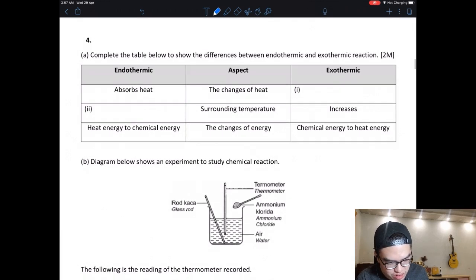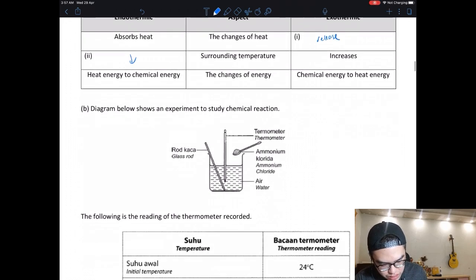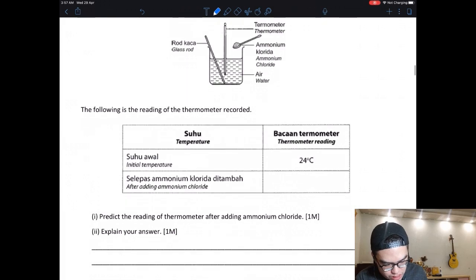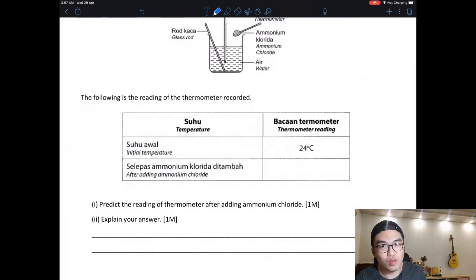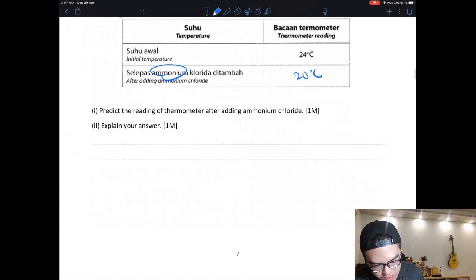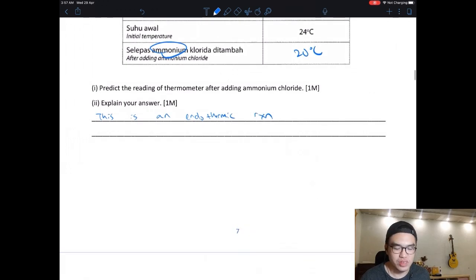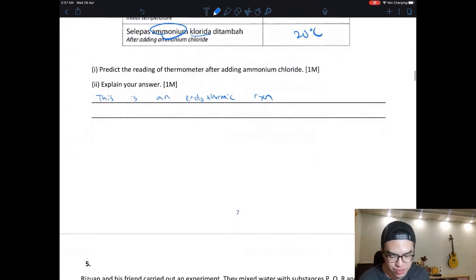Okay, so absorb heat, this one release. Increase, decrease. Okay, so when you see ammonium, you should have lower reading. You should get around 20 degrees Celsius. Okay, explain your answer. Okay, this is endothermic reaction. Like I said, whenever you see ammonia, it's confirmed endothermic. No matter what ammonia, not your concern. When you see ammonia, it's confirmed endo.